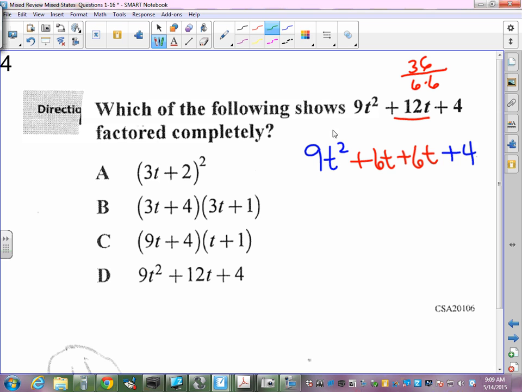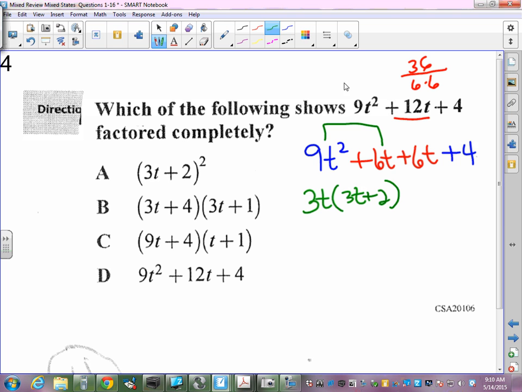Now we look for what these have in common. What do 9 and 6 have in common? 3t. Okay, so we bring 3t in the front. 3t times what is 9t squared? Okay, and then 3t times what would give you positive 6t?